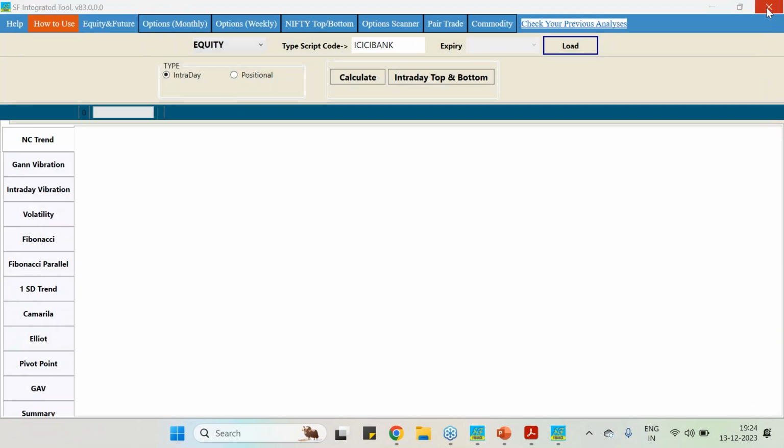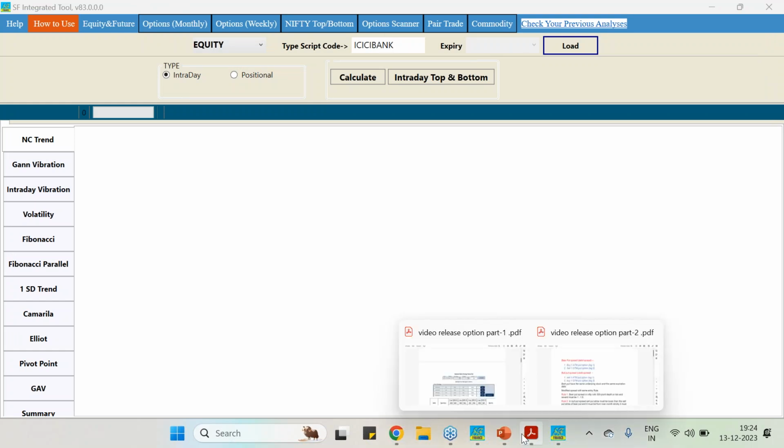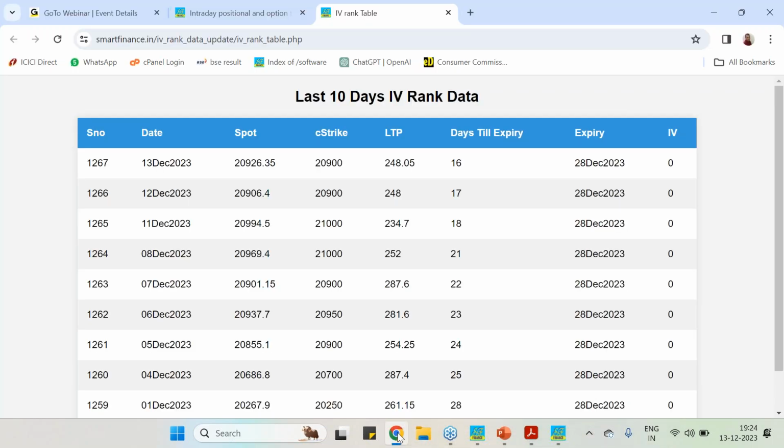Those who are using our software of Smart IT, they can use this IV rank and IV percentile. Because we maintain the data every day, it will insert. So tomorrow, once the market opens, this is 13th December ended. Once the market opens tomorrow, 14th December, it will enter here.